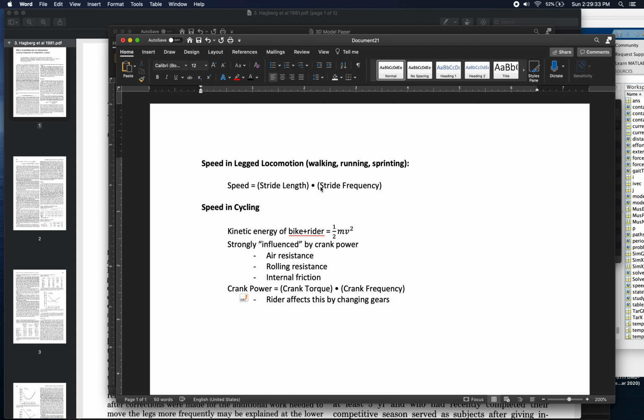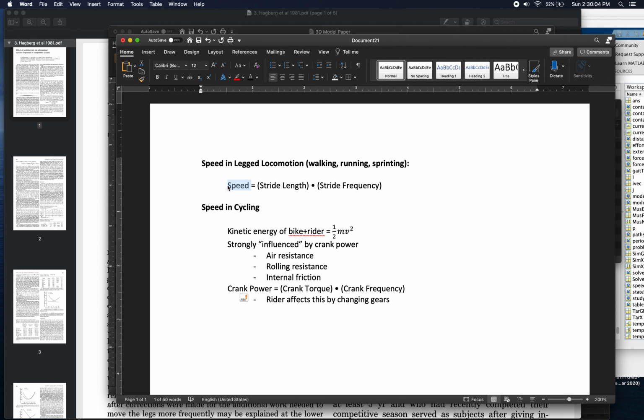Okay? So if I wanted to travel at any given speed when I'm running, I could travel at that speed with, in theory, lots of different combinations of stride length and stride frequency. I could do it with big, long, slow strides. I could do it with short, choppy, fast strides, or something in between. Infinitely many, at least in theory, different combinations of stride lengths and stride frequencies that would all give me the same speed here on the left-hand side.